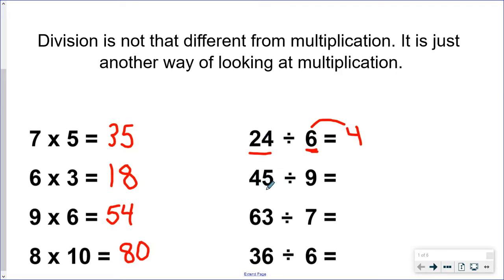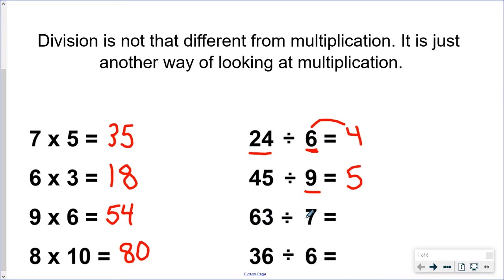Let's look at our next one here. This is 45. So rather than looking at this as 45 divided by 9, think of it this way. Let's look at this number right here, which is 9. What would I multiply the 9 by to get 45? 9 times what is 45? I think it's going to be 9 times 5. Yeah, so I'm going to put the 5 there. And if I check, 9 times 5 is 45. So that would definitely reinforce what I've been talking about earlier.